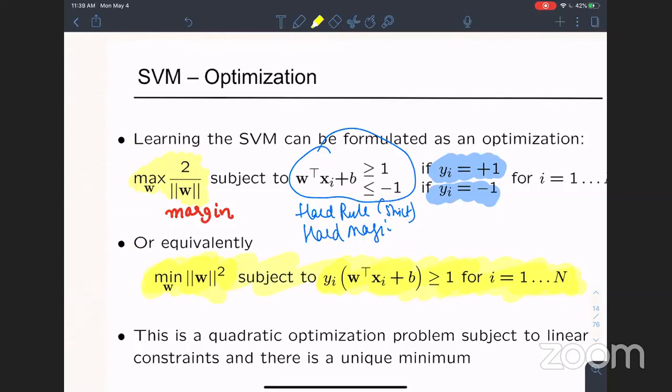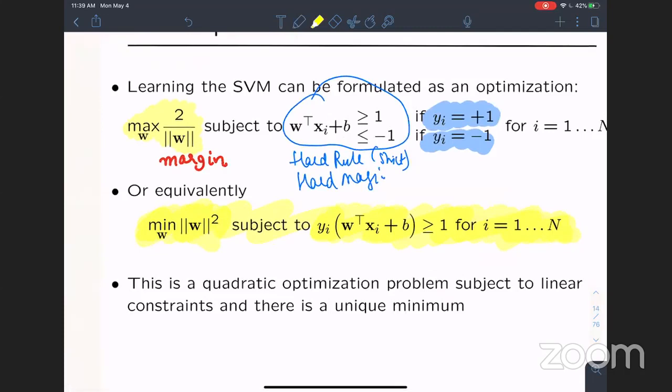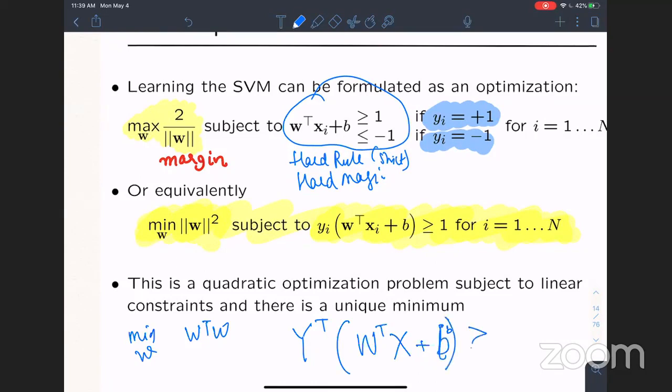And this is a quadratic optimization problem because this looks like a norm and all those things, but basically it is W transpose W, minimize over W. So you can vectorize it subject to Y transpose W transpose X plus a column of B, where B can be a column vector now, being greater than or equal to a vector of ones. So I've quickly moved it into a matrix domain, right?